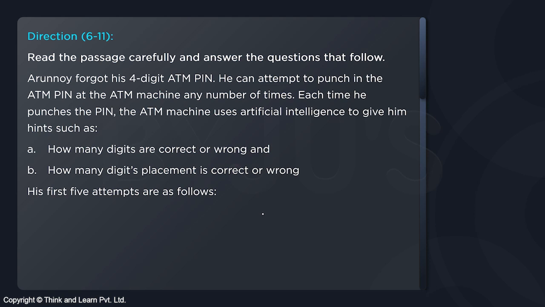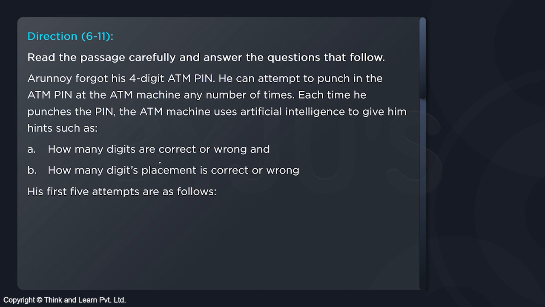Let's read this set now. Arunay forgot his 4-digit ATM pin. He can attempt to punch in the ATM pin at the ATM machine any number of times. Each time he punches the pin, the ATM machine uses artificial intelligence to give him hints such as how many digits are correct or wrong and how many digits placement is correct or wrong.